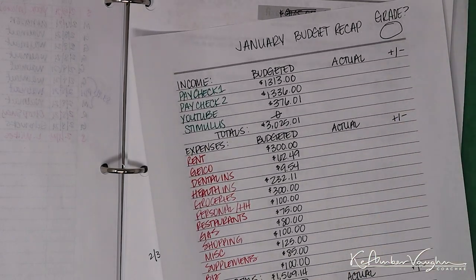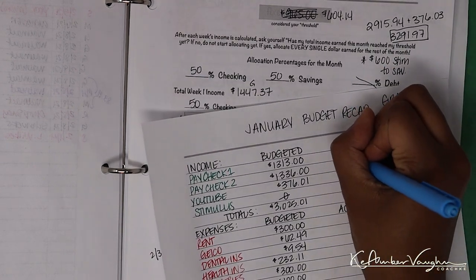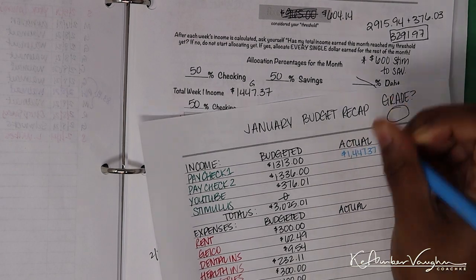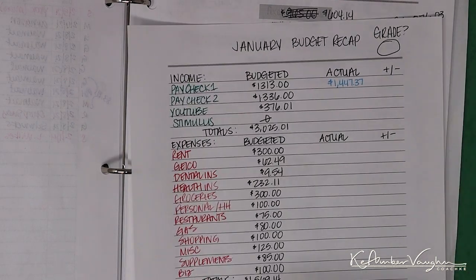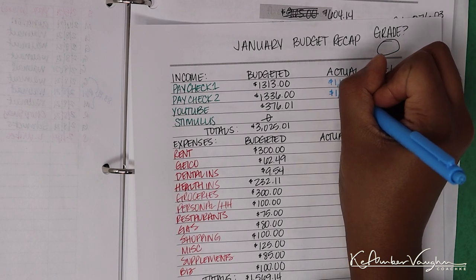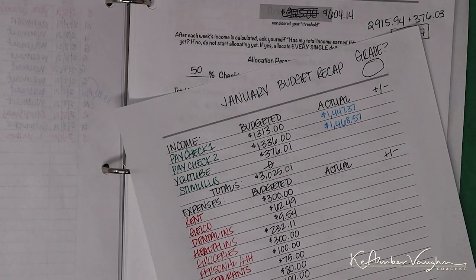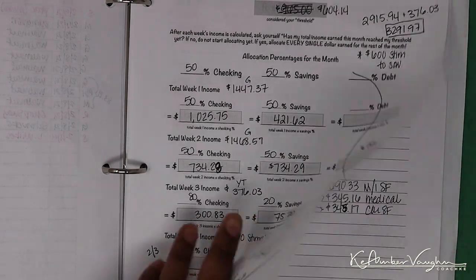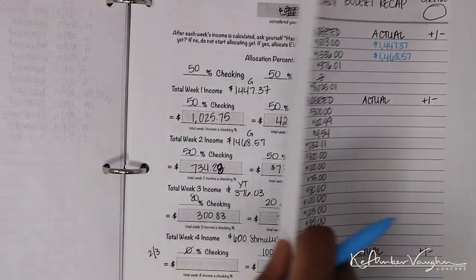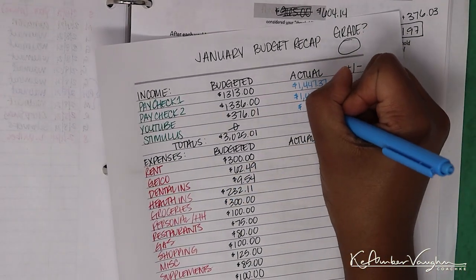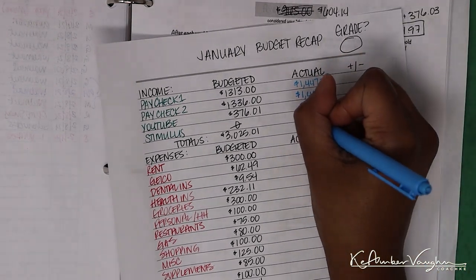All right, so paycheck one, I budgeted that it would be $1,313. What I actually got paid was $1,447.37. Paycheck two, I budgeted $1,336, and what I actually got paid was $1,468.57. What I budgeted for YouTube was $376.01, but I ended up getting 3 cents. And then I did end up getting my stimulus check of $600.